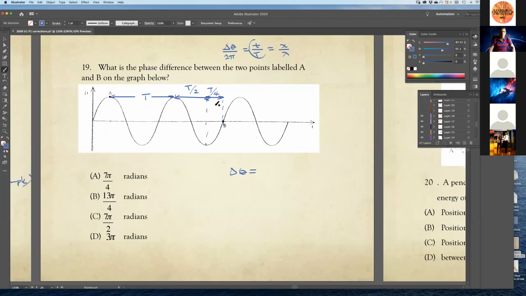So basically T is 2 pi? No, T is not 2 pi. So is that one oscillation? We have between A and this point here. I don't know which point you're talking about.